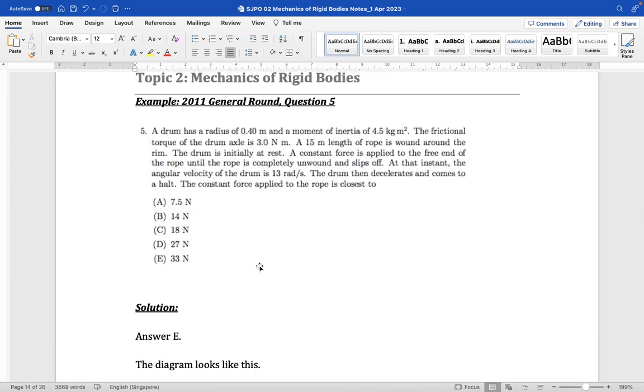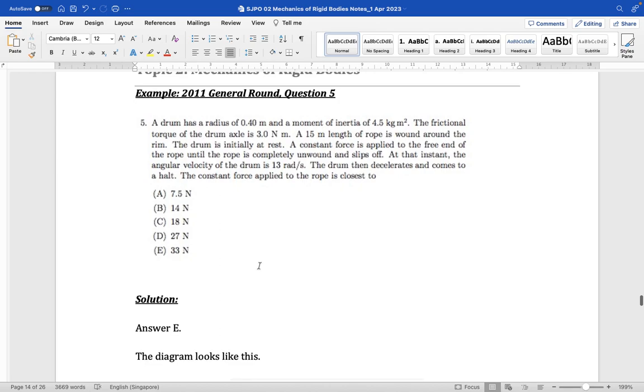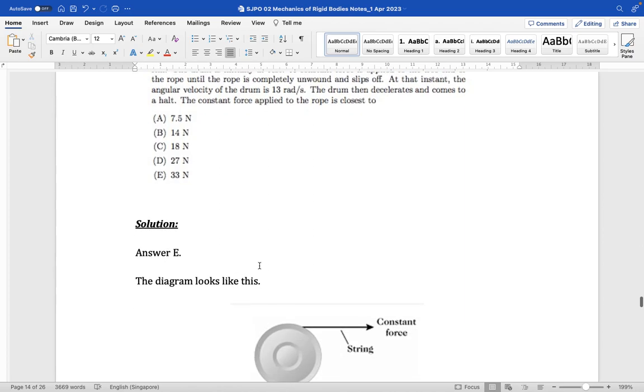Let us look at another example. A drum has a radius of 0.4 meters and a moment of inertia of 4.5 kilogram meter squared. There's a frictional torque on the drum axle of 3 newton meters, and a 15 meter length of rope is also wound around the rim. It's at rest initially. A constant force is applied to the free end of the rope until the rope is completely unwound and it starts to slip off. At that time, the angular velocity is 13 radians per second. Then the drum decelerates and comes to a halt. The constant applied force to the rope is to be determined.